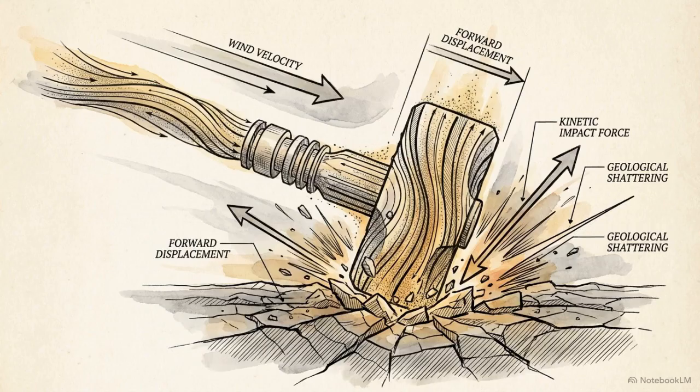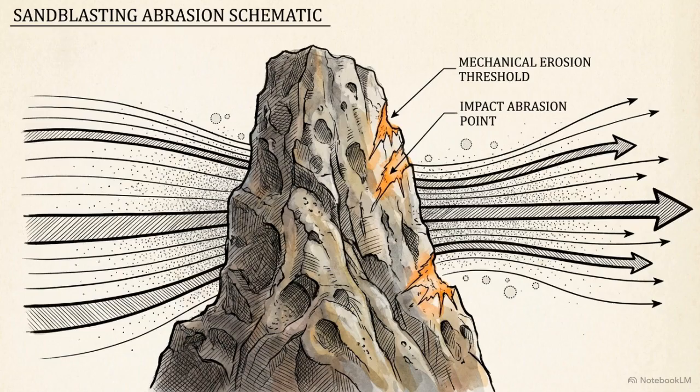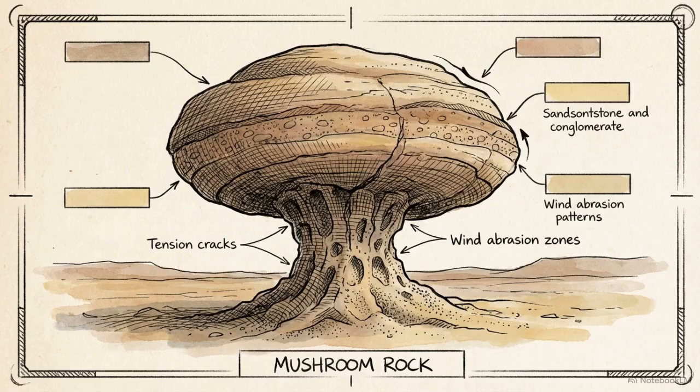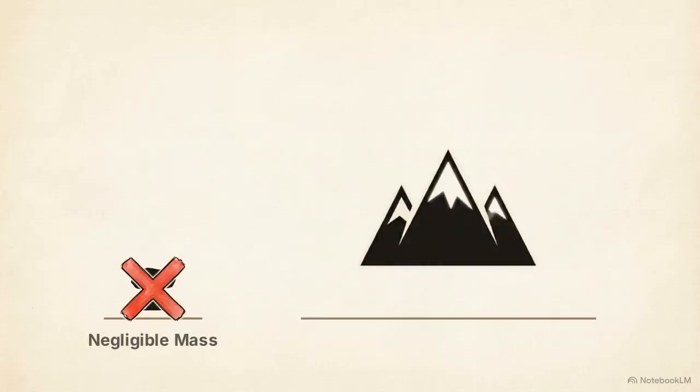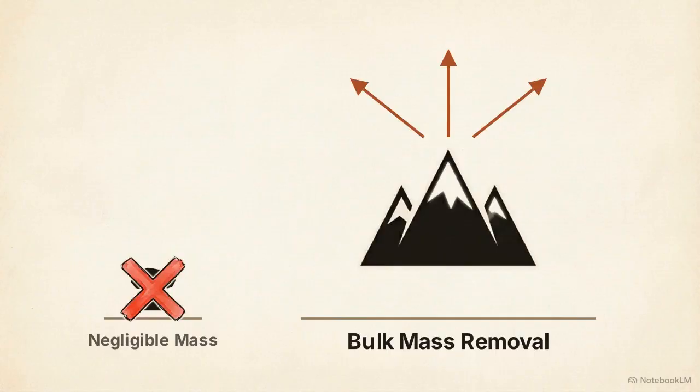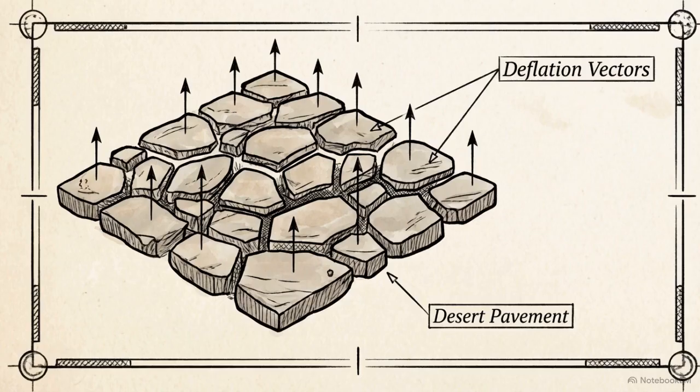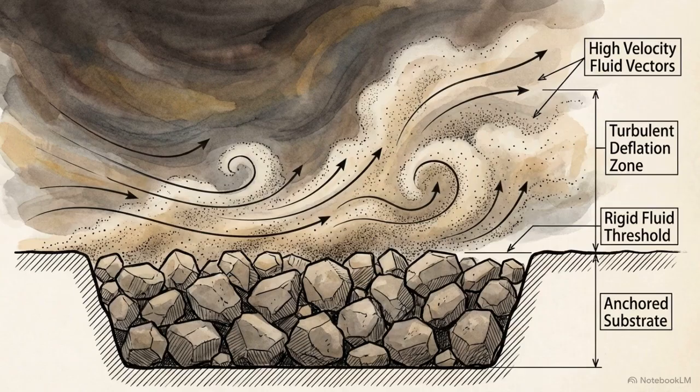the landscape forward. It is often assumed that wind reshapes landscapes through abrasion, or violent sandblasting. While abrasion creates visible pitting and features like mushroom rocks, it is geologically insignificant for bulk mass removal. The true architect of desert erosion is deflation, the turbulent lifting and permanent removal of loose, fine materials.